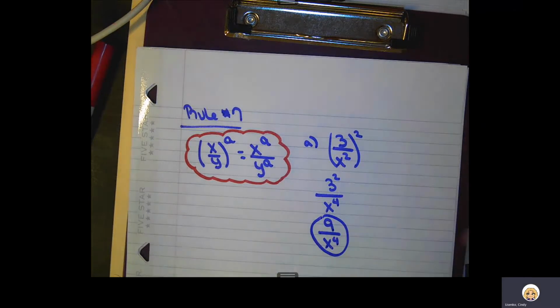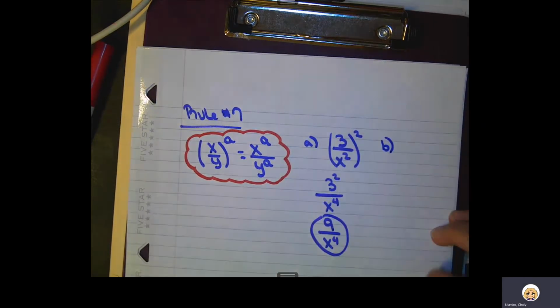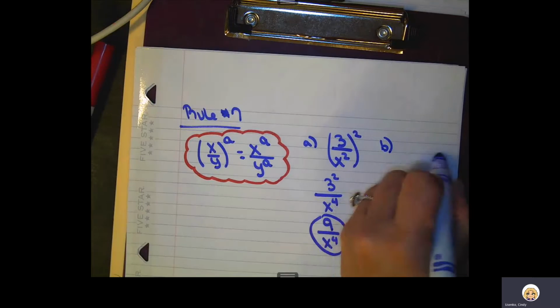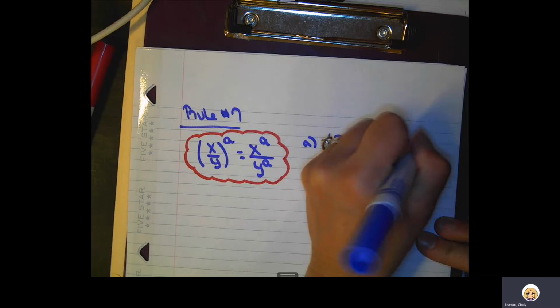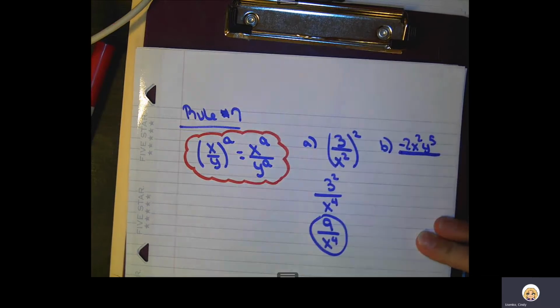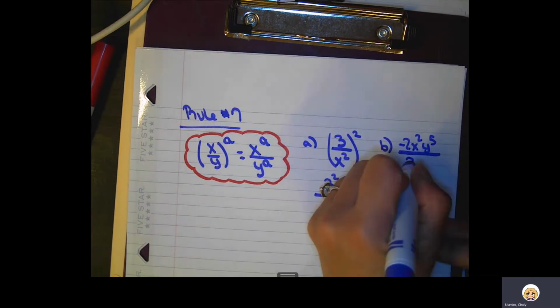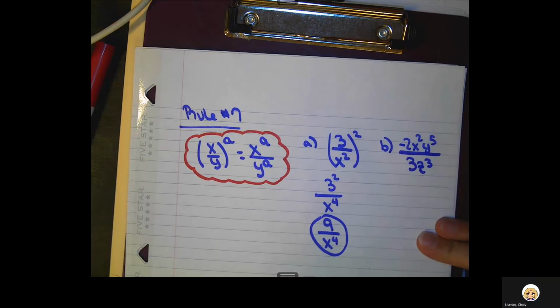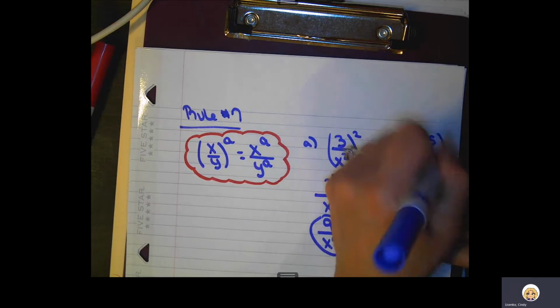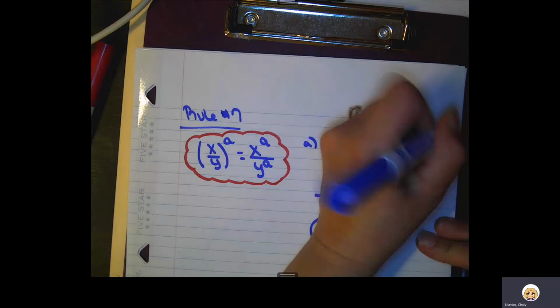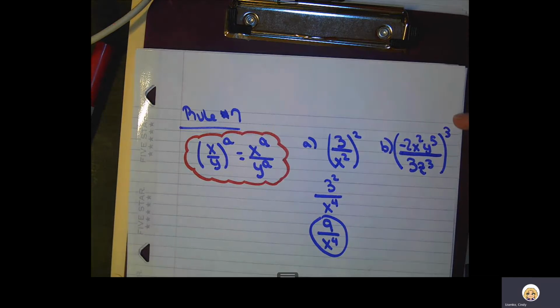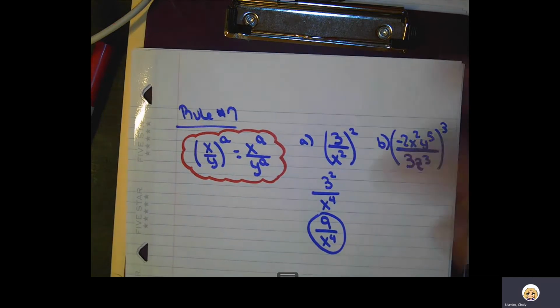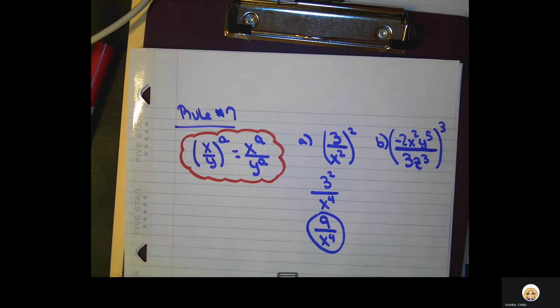Another example, example B. We've got a fraction. On the top, we have negative 2 x squared y to the 5th. On the bottom, we have 3z cubed. That is all in a set of parentheses with our 3 as an exponent on the outside. So what we need to do is give this exponent of 3 to the top and the bottom, to every single piece that we see.